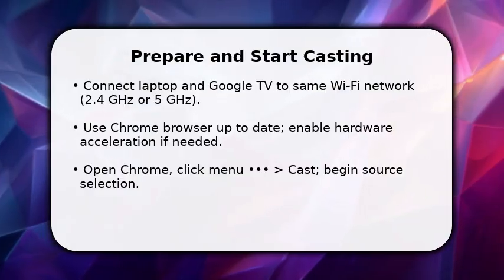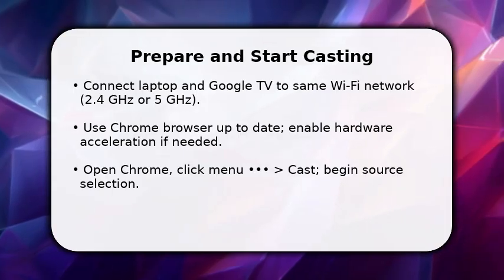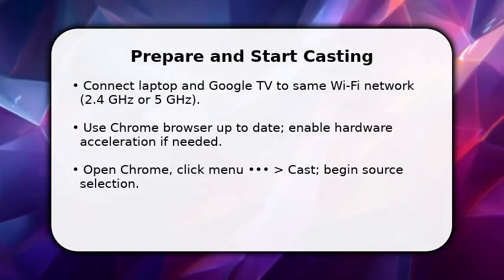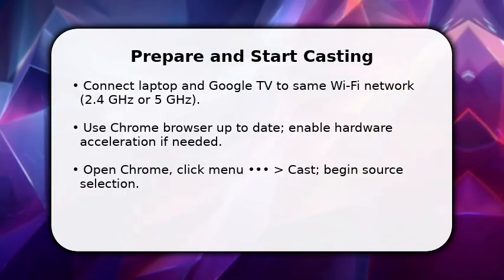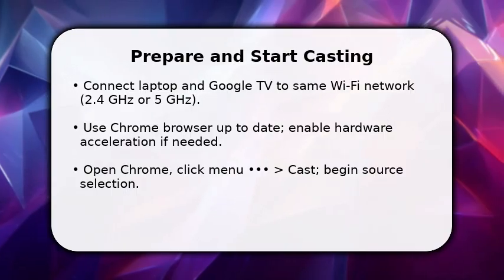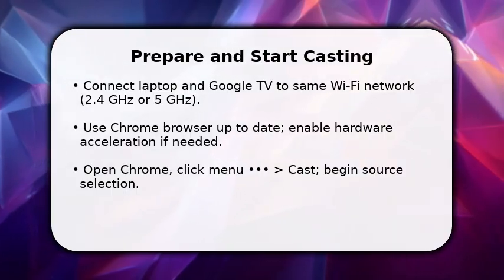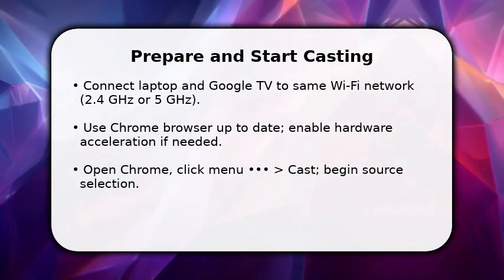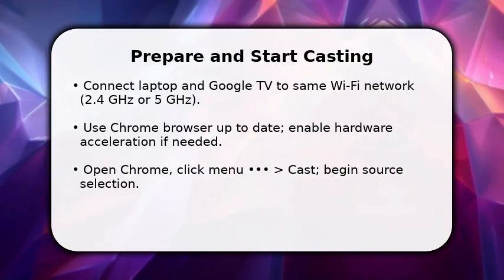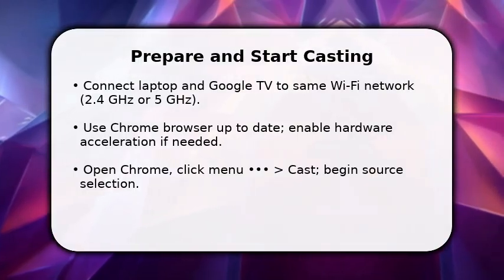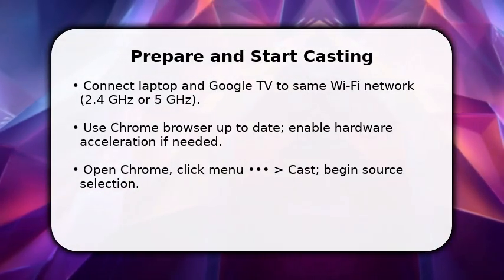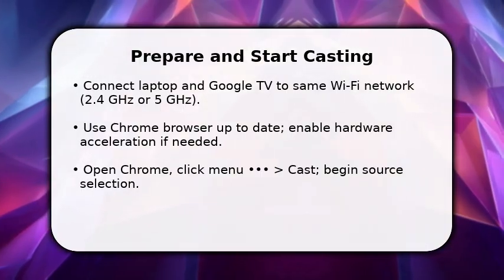You need both devices on the same network first. Once connected, open Chrome and update it so casting features work reliably. Now click the Chrome menu, choose Cast, and let the browser scan for your Google TV. If you don't see the TV, make sure both devices aren't isolated by a guest network. Start casting a tab immediately to confirm discovery. This first action tells you the rest will be straightforward.